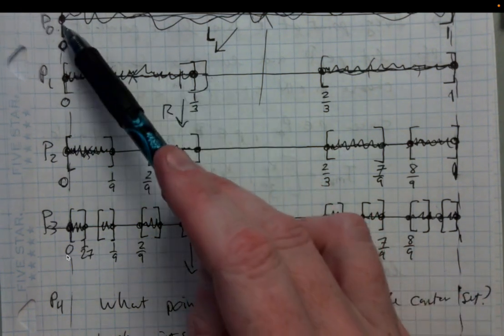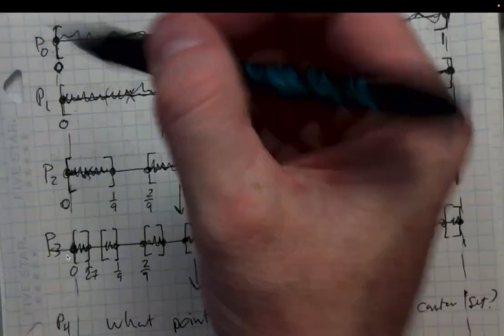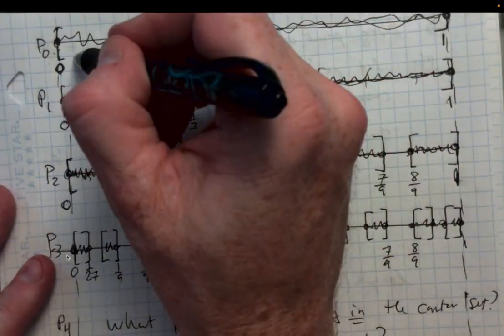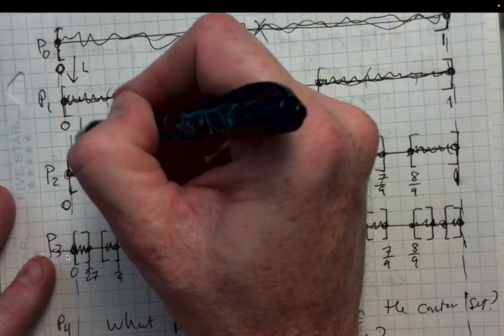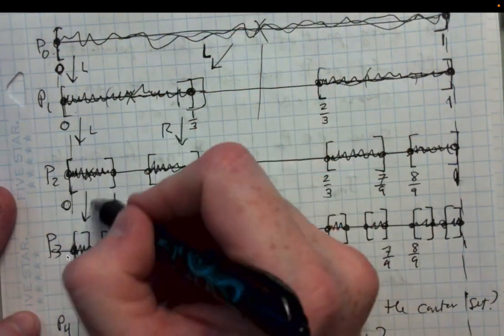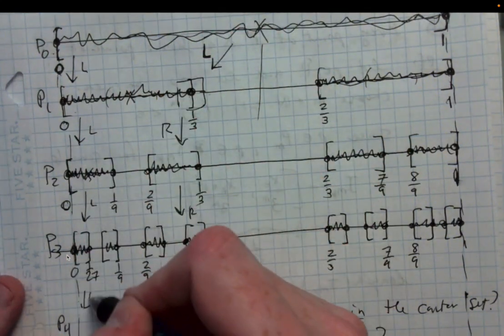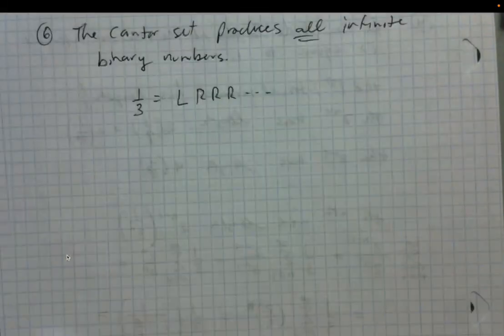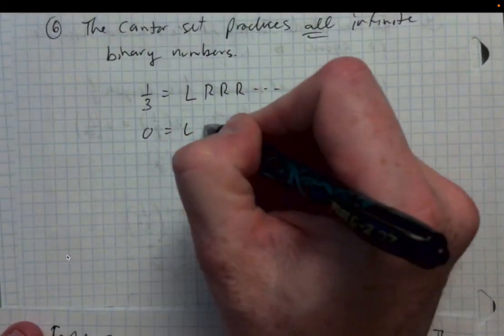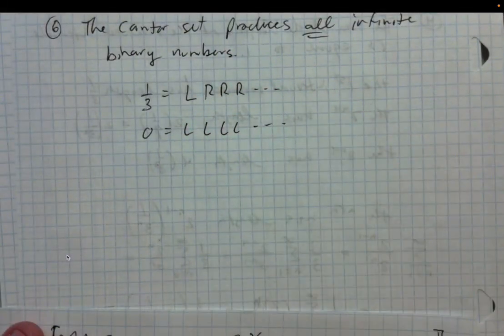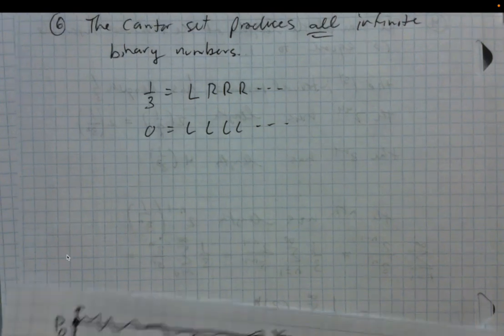What about the number 0? Well, with the number 0, I'm going to start by going left, and then I'm going to go left again, and then I'm going to go left again, and I'm just going to continue on left, right? So the number 0 would be like L, L, L, L, dot, dot, dot. I'm always going to go left.